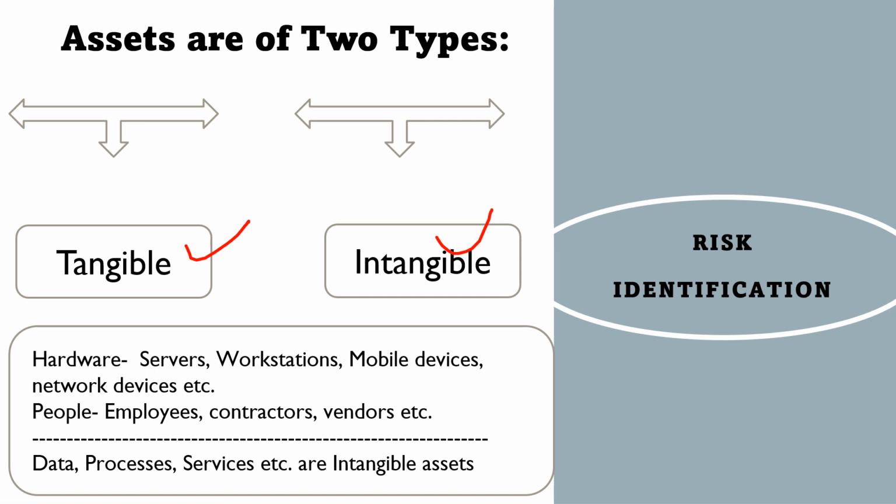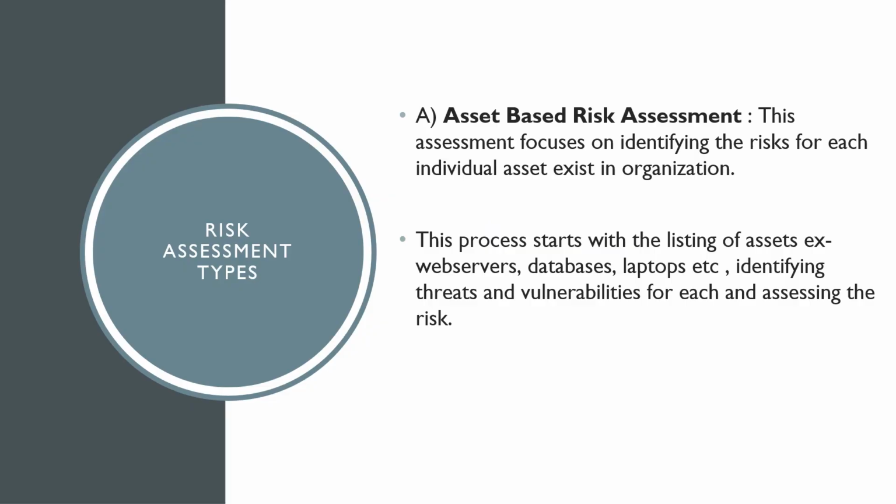Hardware, servers, people, employees, contract vendors, mobile devices, and network devices are tangible because we can feel and touch them. However, data, process, and service are intangible assets because we cannot feel and touch them.